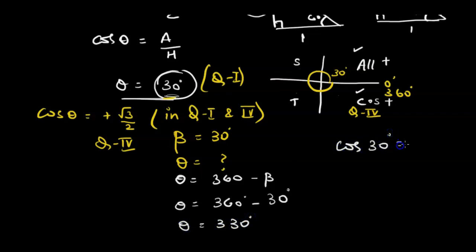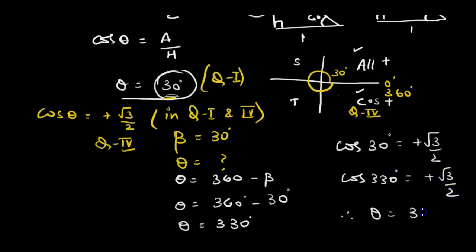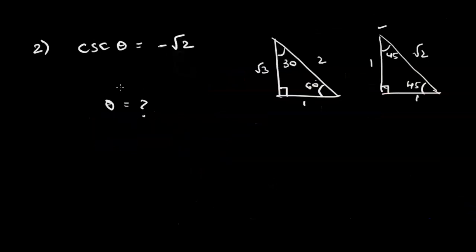Cos 30 would give us a positive root 3 over 2, as well as cos 330 will also give us a positive root 3 over 2. Therefore, the theta angles are 30 degrees and 330 degrees. Let's take up another question for practice.